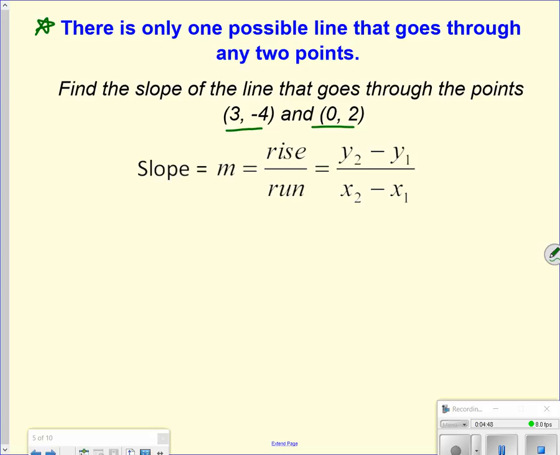So, as we talked about before, slope is m, or our rise over run, or this is our equation. This is something important to come back to, all right?